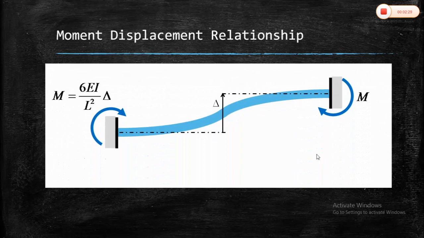And secondly, whenever there is a relative translation of one support with respect to the other support by an amount of delta, then the moment corresponding at the support is 6EI upon L square into delta, and at the other end also you get the same amount of moment generated, that is 6EI upon L square into delta.